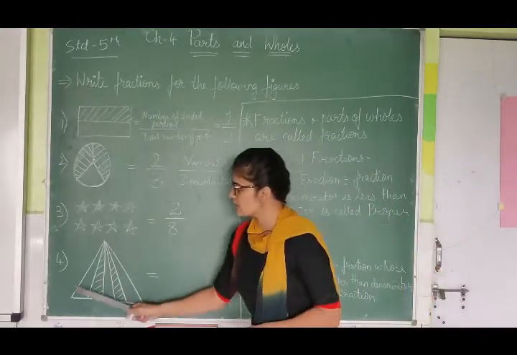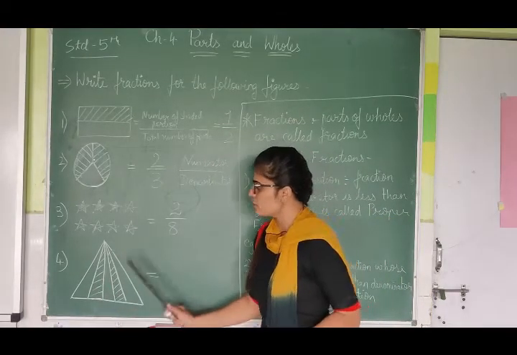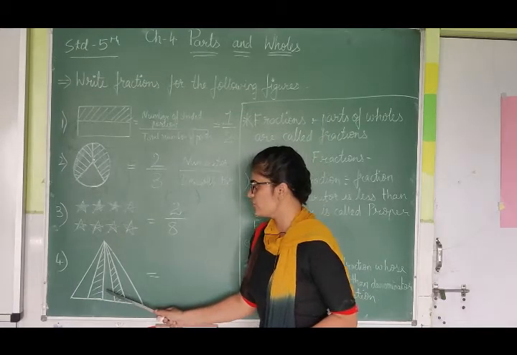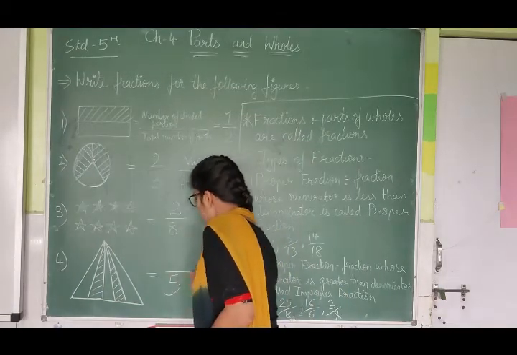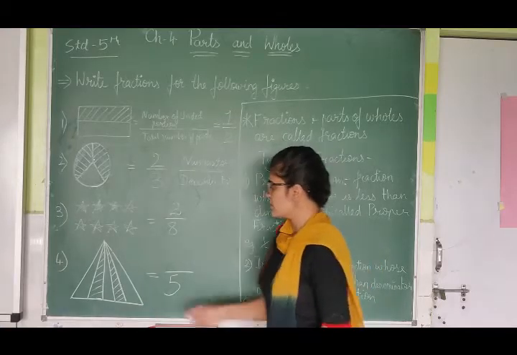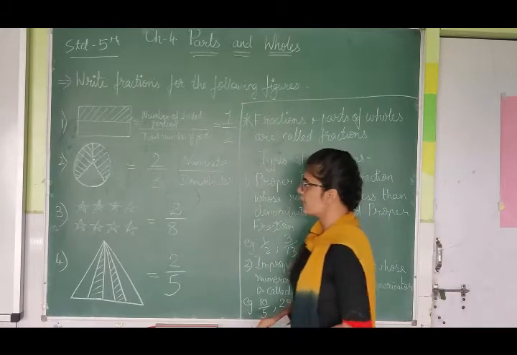Now here you can see the next one, fourth number. A triangle is given to you. Now how many total parts are there? 1, 2, 3, 4, 5. So total parts are 5. How many are shaded? Only 2 are shaded. So 2 by 5 is the fraction for this figure.